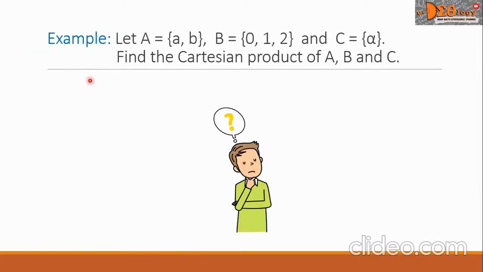Let us see this example. Let set A equal {a, b}. Let set B equal {0, 1, 2}. And set C equal {α}. Find the Cartesian product of A, B, and C.